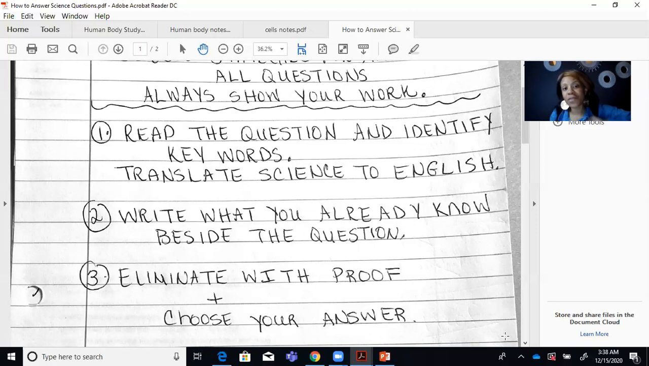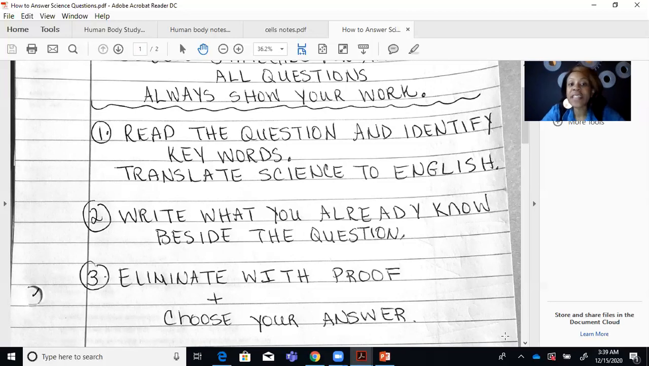So I always tell the students to cover those answer choices up, read the question, and write what you already know down without the answer choices yelling it out. Remember, you're smarter than a piece of paper. You're smarter than a fifth grader. So go ahead and show what you know.